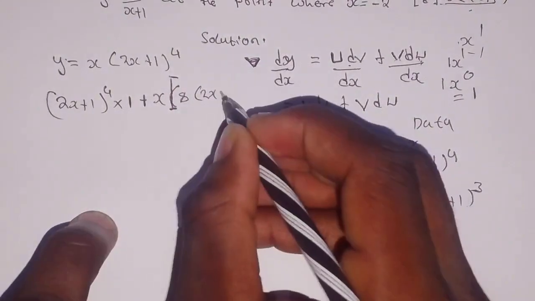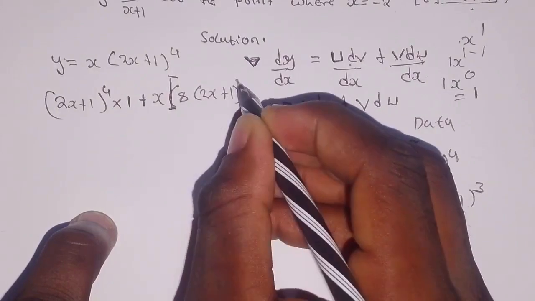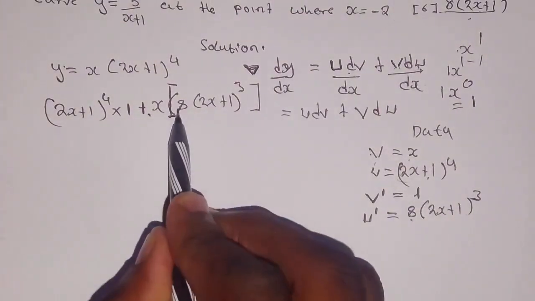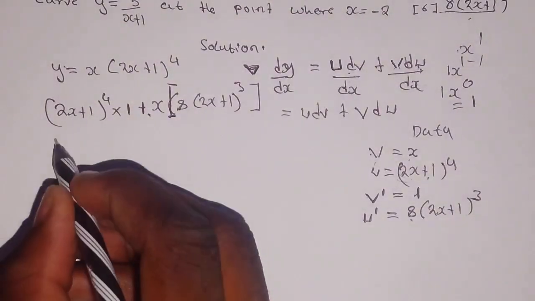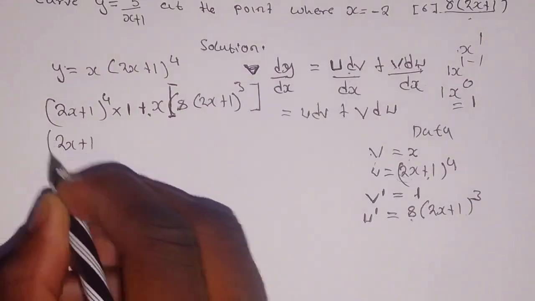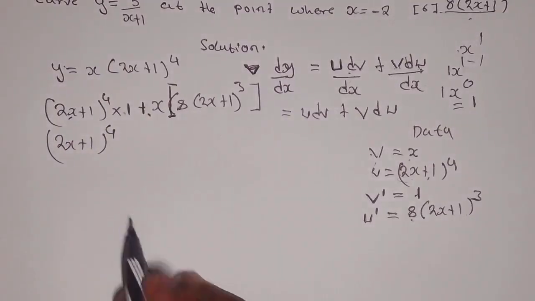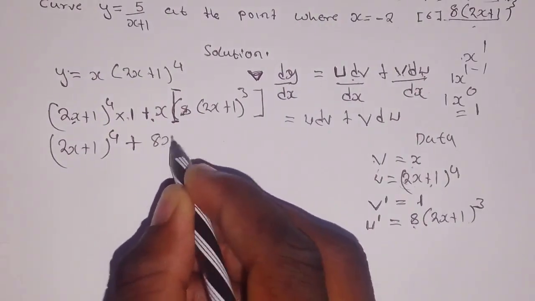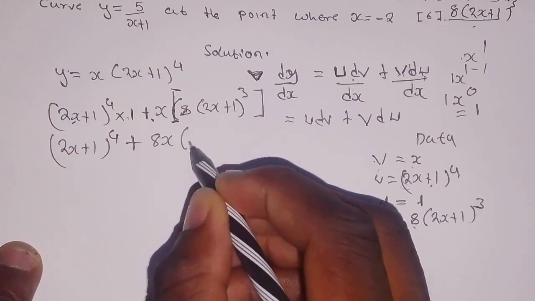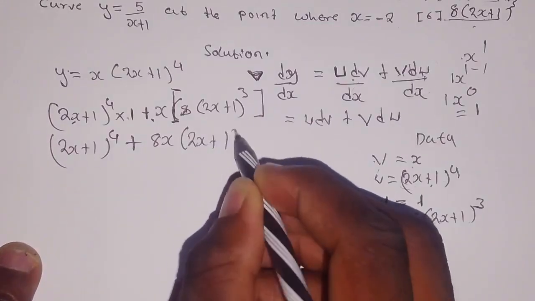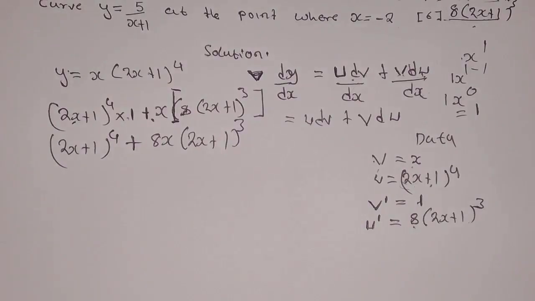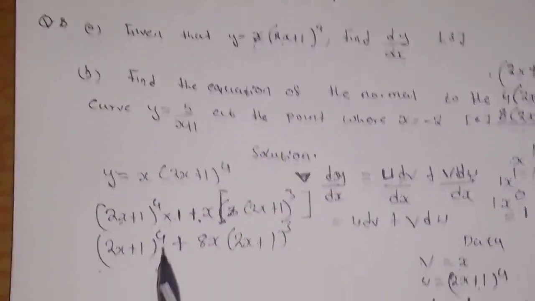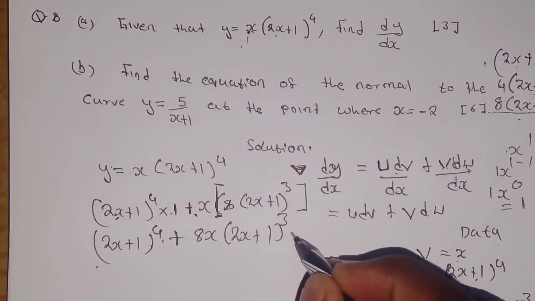2x plus 1 to the power 3. Okay, like this. So this x can be multiplied with 8, so we're going to have 2x plus 1 to the power 4. 1 multiplied by this won't change, plus x multiplied by this, we're going to have 8x. Okay, 8x, open brackets, 2x plus 1 to the power 3. So this is the derivative with respect to x of this one, and this has 3 marks.